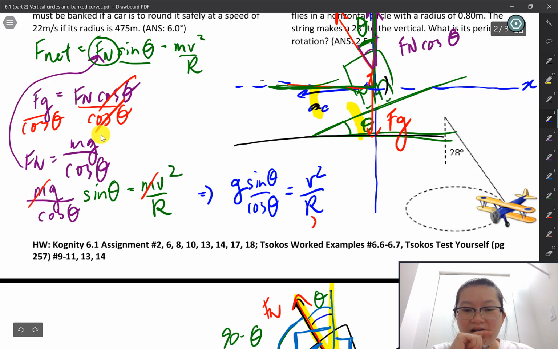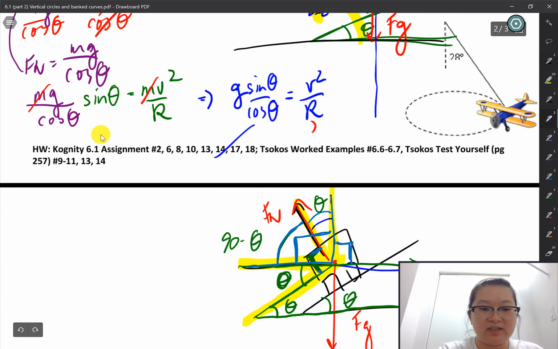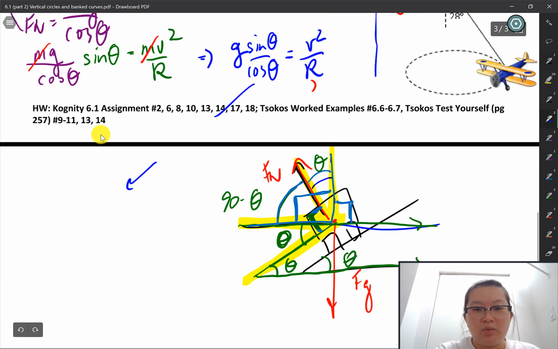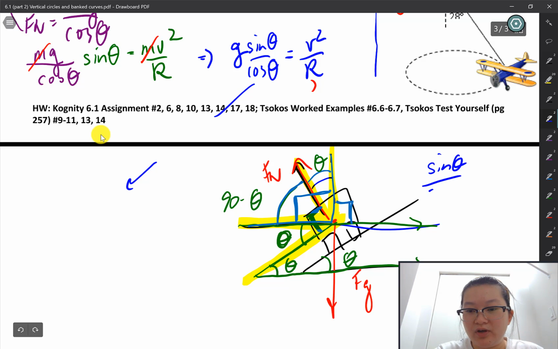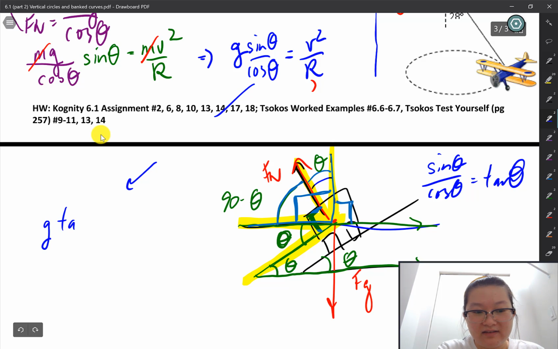You might think, well, now I've got two thetas. How do I combine them together? To combine these together, which I'm going to do on the next page over here, we know that there's an identity, or a relationship, between sine theta divided by cosine theta. This is going to give us tan theta. Woohoo, tan theta. So g tan theta is now equal to v squared over r.